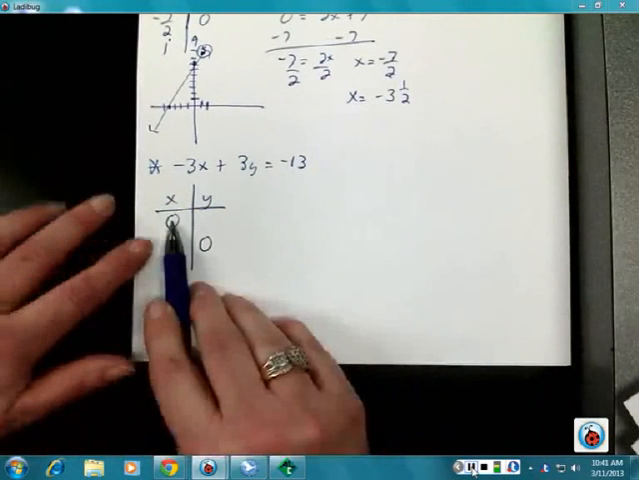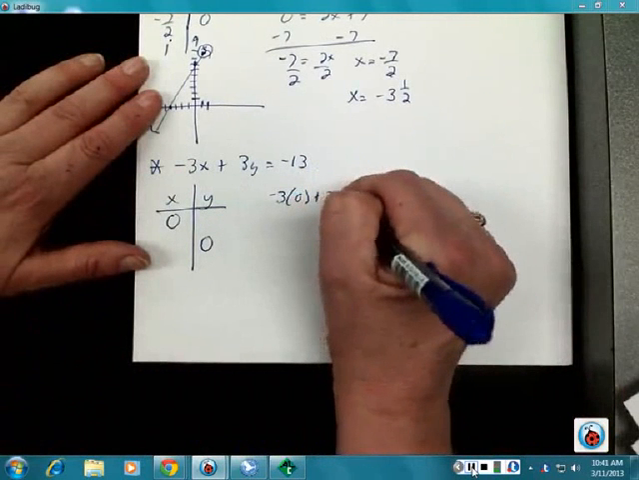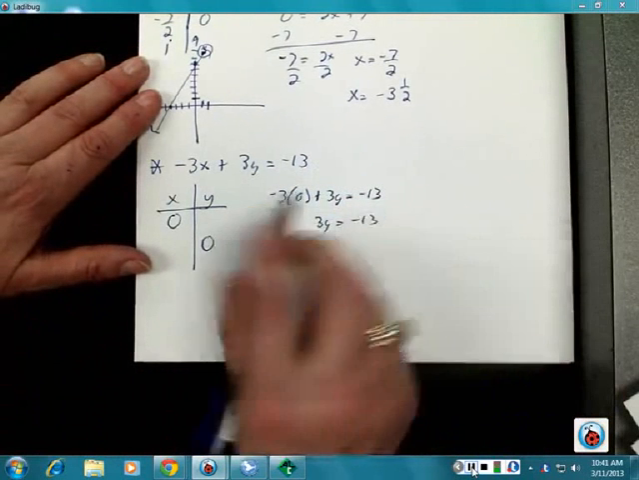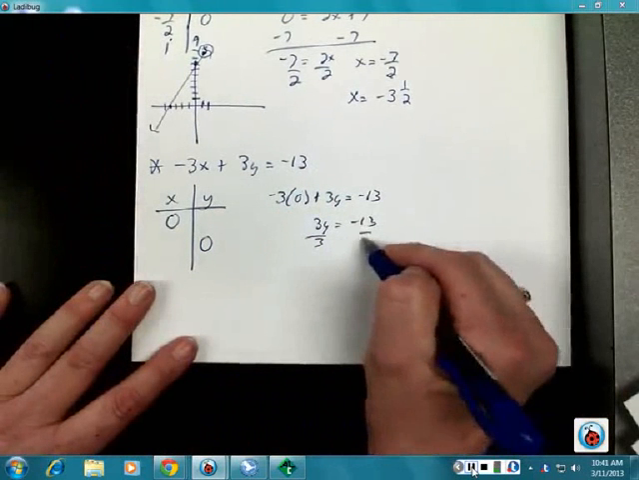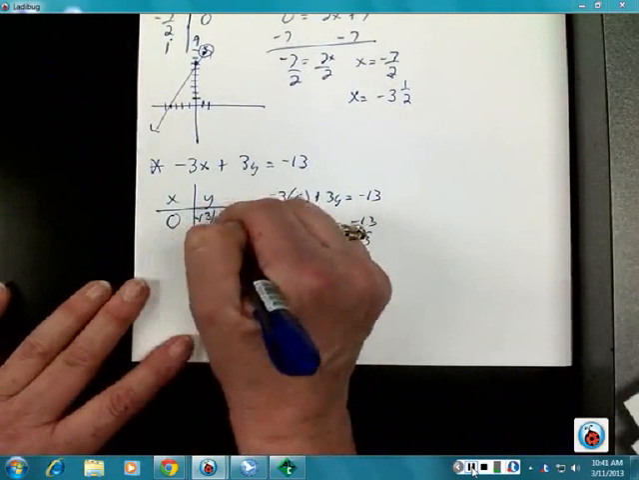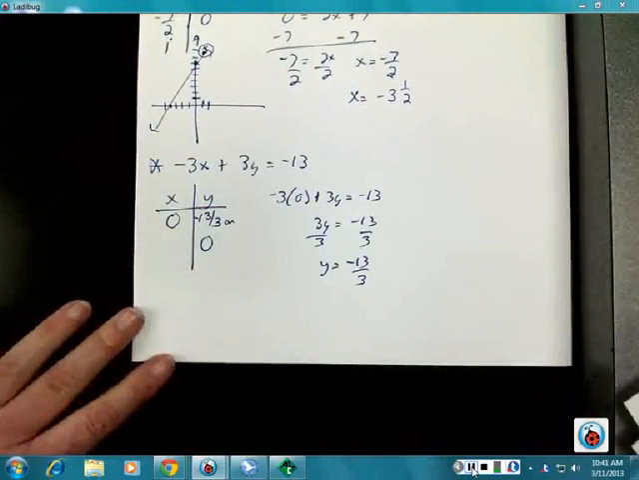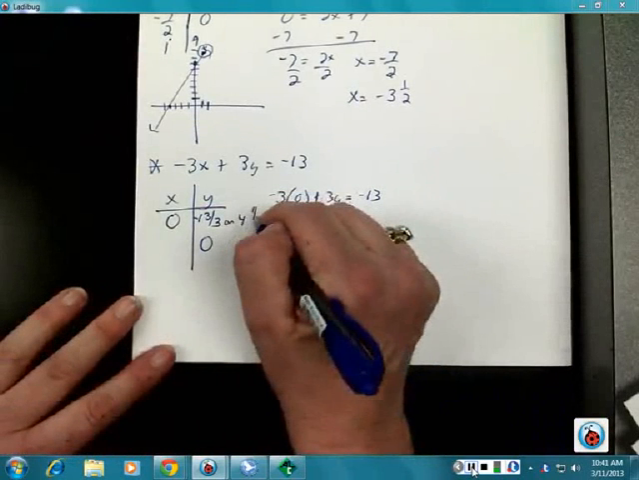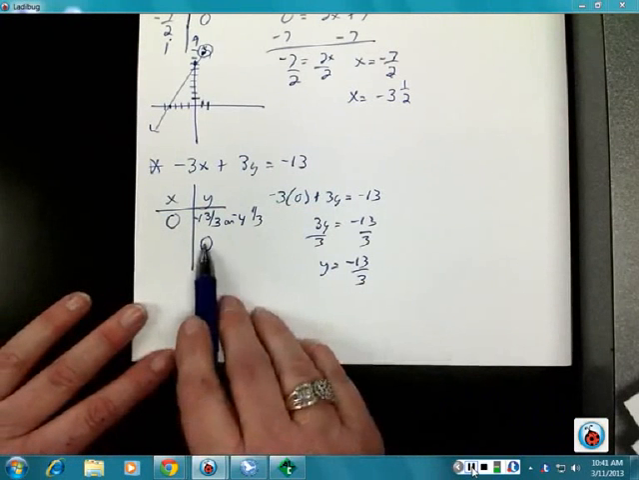So I just kind of put those in my chart. So if I put 0 in for x, what's y going to equal? Negative 3 times 0 minus 3y equals negative 13. So negative 3y equals negative 13, because 0 times negative 3 is 0. Divide by negative 3. Y is equal to 13 thirds. Or, what is that if I work that out? 3 goes into 13, 4 with 1/3 left over. 4 1/3. Okay?